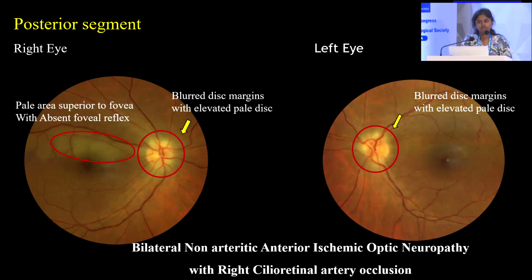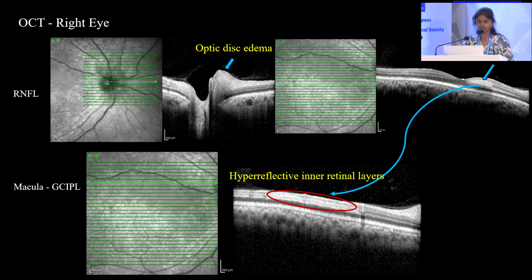And the left eye showed blurred disc margin with elevated pale disc. The above clinical picture is suggestive of bilateral non-arthritic anterior ischemic optic neuropathy with right cilio-retinal artery occlusion. We suggested oral corticosteroids for this patient, but the cardiothoracic surgeon prescribed antidiabetics, antihypertensives, and antiplatelets.